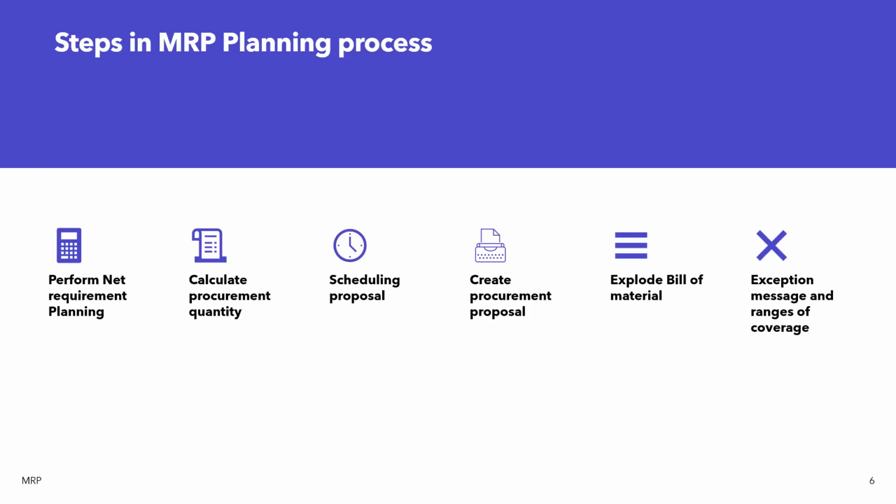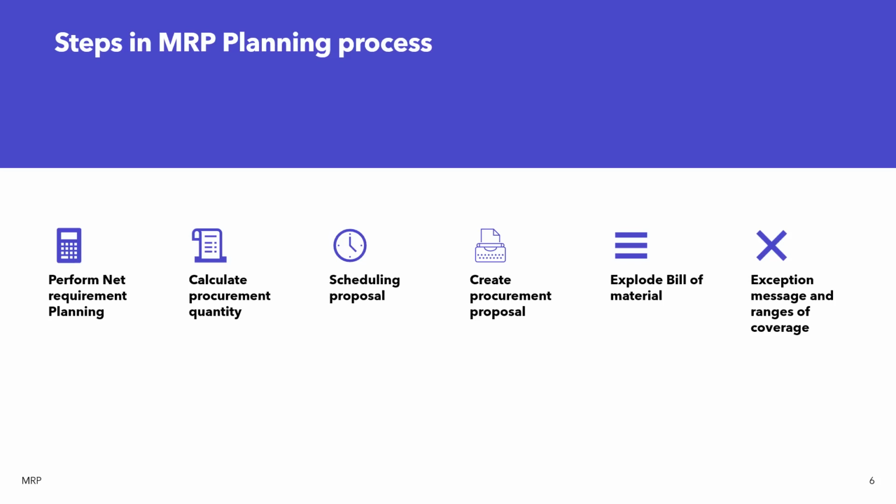Now let's see what steps are involved in the planning process. When the planner runs MRP in either foreground or background, the system will follow this set of processes. The first step is to perform the net requirement calculation, where your requirement elements are compared with receipt elements, and the system calculates the available quantity. The available quantity can be an excess or a shortage.